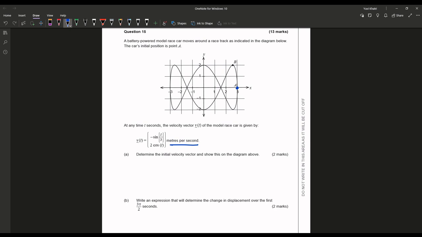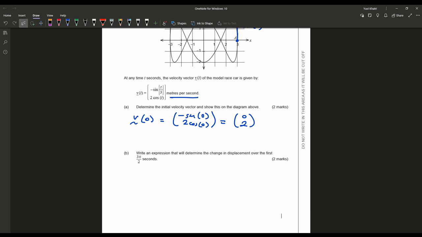So the initial velocity vector is when t equals 0, and that's negative sine of 0 over 3, which is 0, and 2 cosine of 0, which is 2. So it's 0, 2: across by 0 and up by 2. But that's the initial velocity vector.